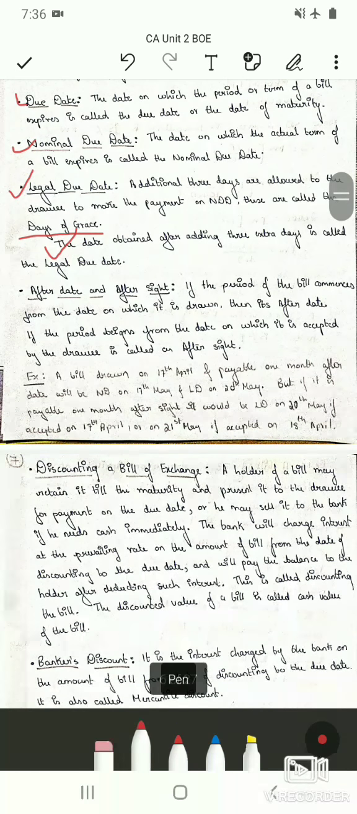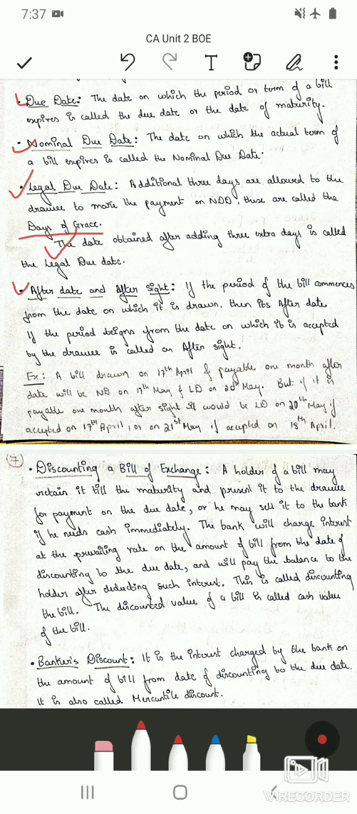So the next concept is after date and after sight. If the period of the bill commences from the date on which it is drawn, then it is after date. If the period begins from the date on which it is accepted by the drawee, that is by the buyer, it is called after sight. Suppose the seller draws a bill today and the buyer accepts it after 2 days, then it is called after sight, and the period starts from the date of acceptance.